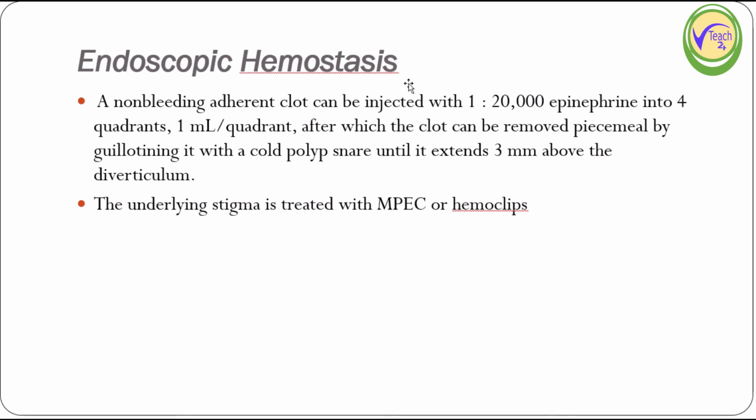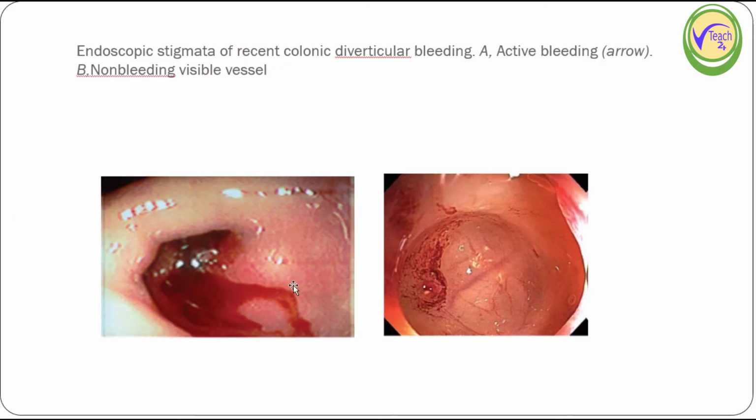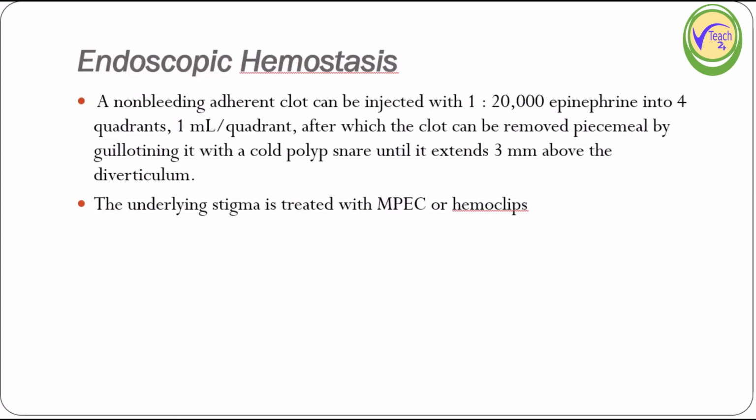For a non-bleeding visible clot, even if a clot is there, we perform adrenaline injection. We need aliquots of 0.5 to 1 ml per quadrant, so at least 4 quadrants need to be injected to stop that bleeding. Here, here, here, and here. So 4 quadrants, 1 ml each; a diverticular bleed may be stopped with epinephrine injection. Then the underlying stigmata is treated with monopolar electrocautery or hemoclip.